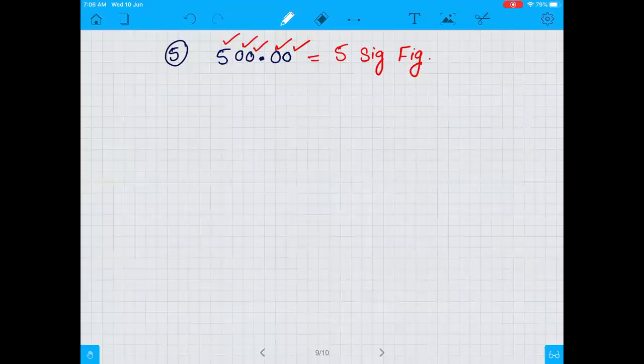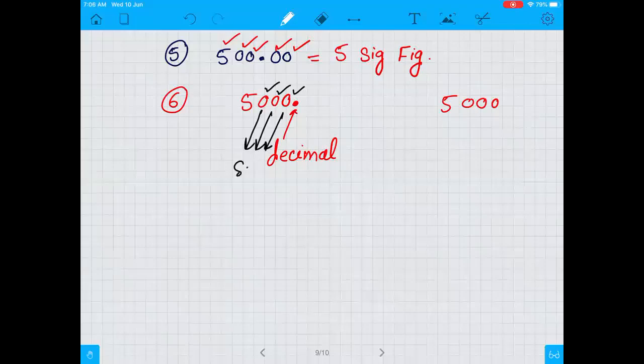Rule number 6, you have a number 5000 and you put a decimal here. Just for example, if you write 5000 without a decimal, and if you write it with a decimal, even if there is nothing after the decimal, still the decimal has impact. When you put a decimal, you are telling that these three zeros were noted by the instrument and now they are significant. Now this number has 4 significant figures.